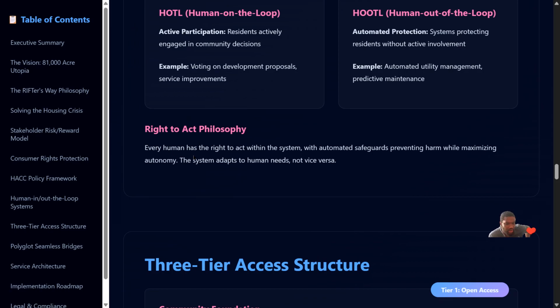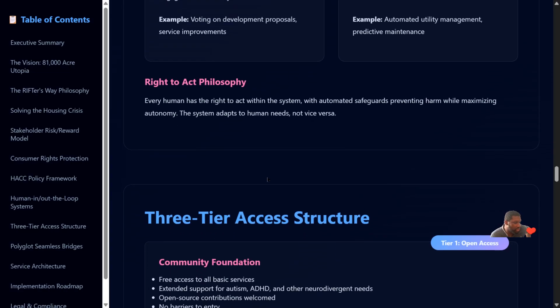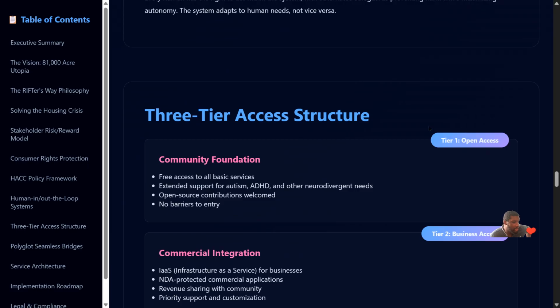This is a policy too. Everyone has the right to act within the system, safeguarding maximum autonomy. The system adopts human agency, not license. So we got that. That's my perfect utopia, my utopian vision.